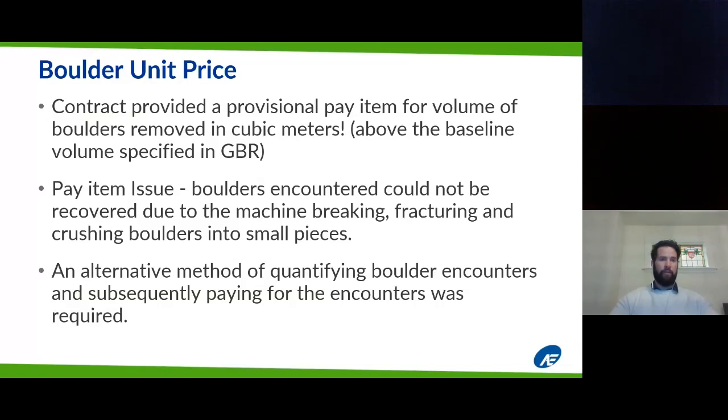The pay item issue that derived as part of this was boulders encountered could not be recovered due to the machine breaking, fracturing, crushing the boulders into smaller pieces. So, as we said earlier, how can we pay a tunneling contractor for obstructions that we can't physically see or quantify in terms of volume removed? Subsequently, an alternative pay method of quantifying the boulders encountered and paying for the encounters was required, and we had to come up with that during construction.